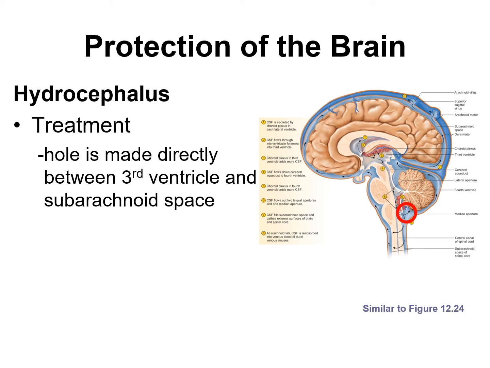Another treatment is to make a hole directly between the third ventricle and the subarachnoid space. This allows cerebral spinal fluid to therefore move into the subarachnoid space and eventually be reabsorbed via the arachnoid villus into the blood.